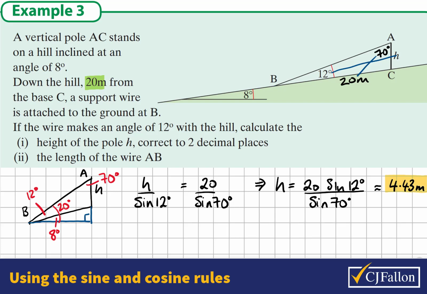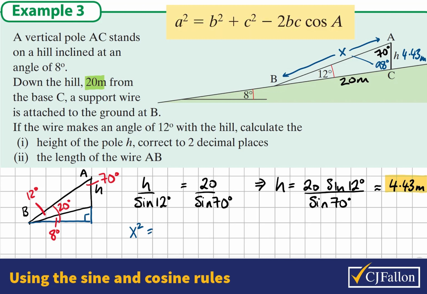The second question is asking us to find the distance AB. Let's call this X in the diagram for short. We know pretty much all the other information about this triangle. We know the two other sides, the 20 and the 4.43, and we know all three of the angles. We have a choice here. We could use the sine rule or the cosine rule because we have so much information. I'm going to use the cosine rule.